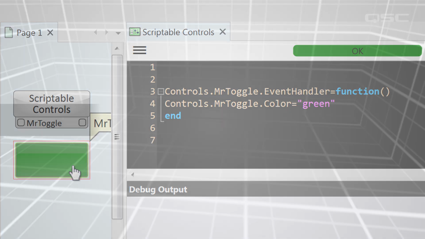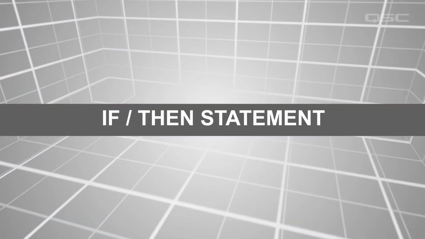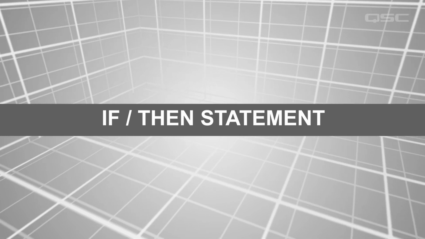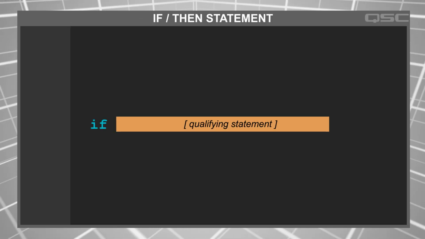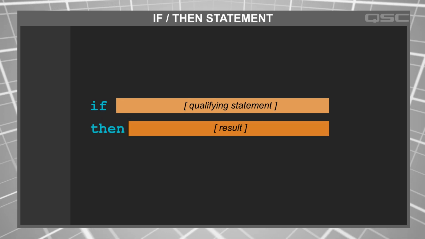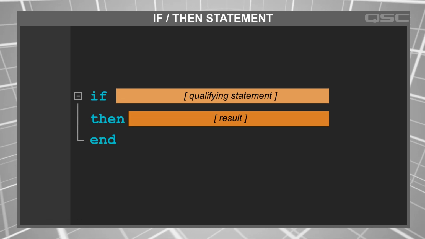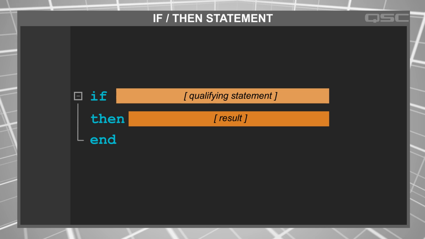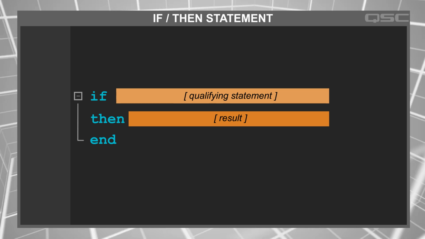But now, with our if-then statement, we can make qualifying conditional statements. The body of an if-then statement looks like this. If, qualifying statement, then, result, end. We could use this to make sure the result only occurs under certain conditions.